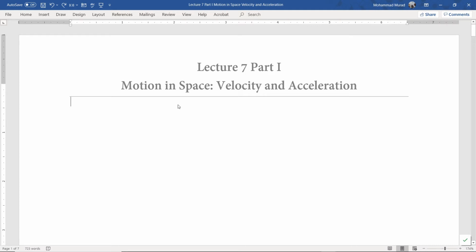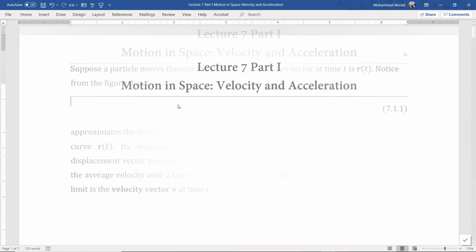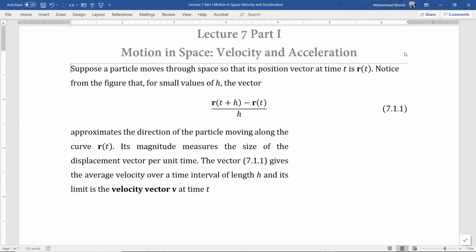Hello, welcome. In this lecture, we show how the ideas of tangent and normal vectors and curvature can be used in physics to study motion of an object, including velocity and acceleration along a space curve. Suppose a particle moves through space so that its position vector at time t is r of t.